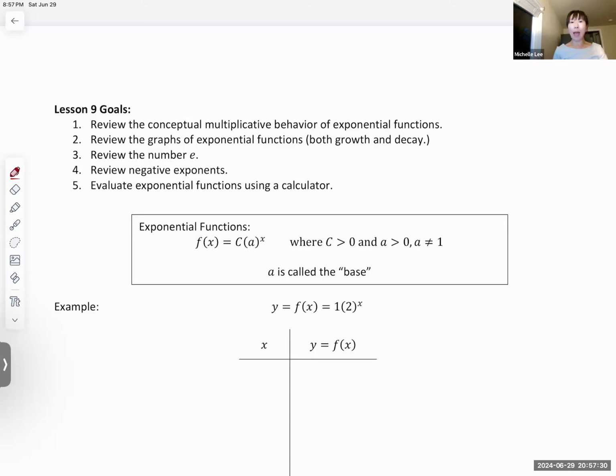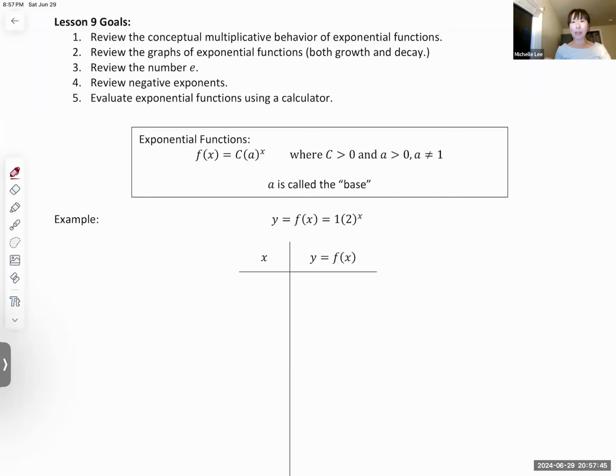We have the exponential function form: f of x equals c times a to the x power, where c is greater than 0, which means c is positive. A is greater than 0, which means a is positive. A cannot be equal to 1. So let me write this down. This means positive, and this also means positive.